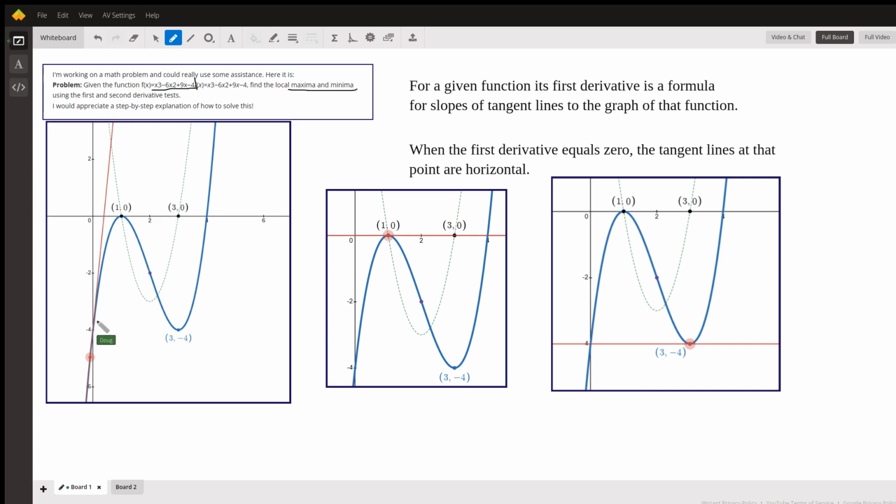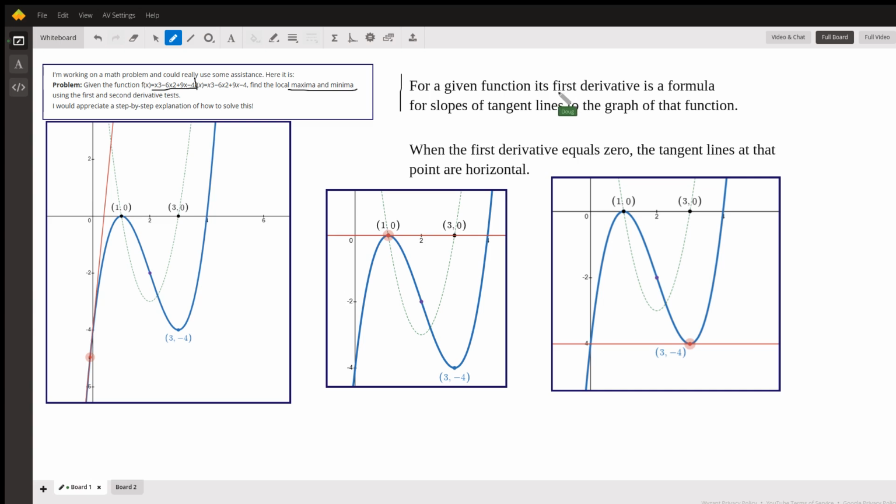Okay, so here, this blue graph is the graph of f of x. This light green dashed line is actually the graph of the first derivative. And this red line is a tangent line at the point where, well, I don't know what the x coordinate of that point is. But here's two observations.